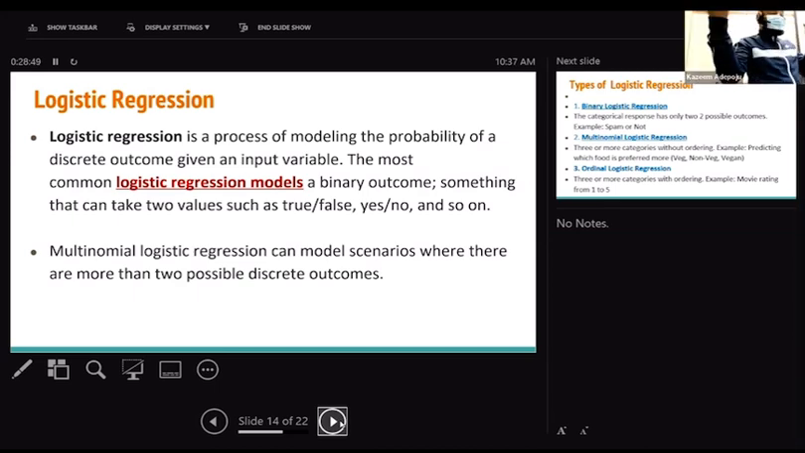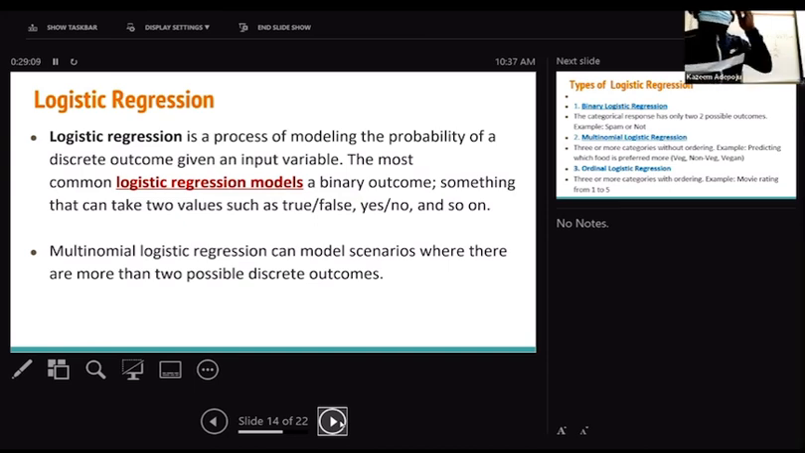When you have 2 levels, like applying for a mortgage loan, it's either you are given or no. That is 2 levels, right? We call it binary logistic. Binary logistic, that is where you have 2 levels.